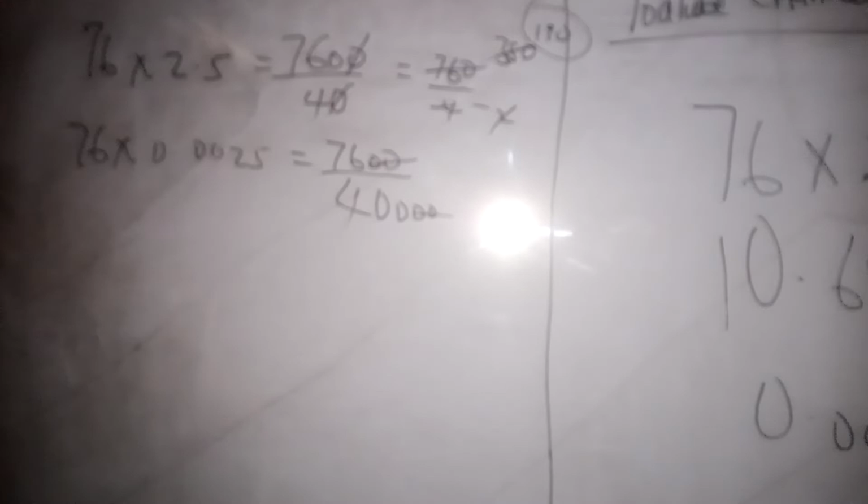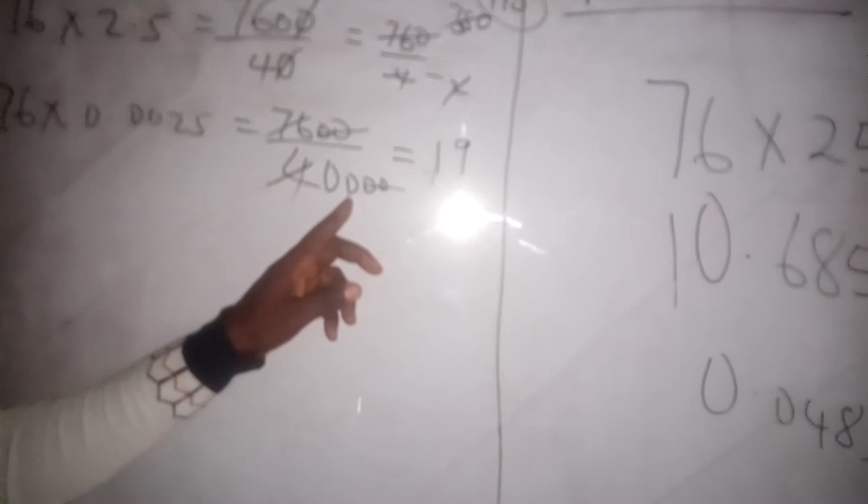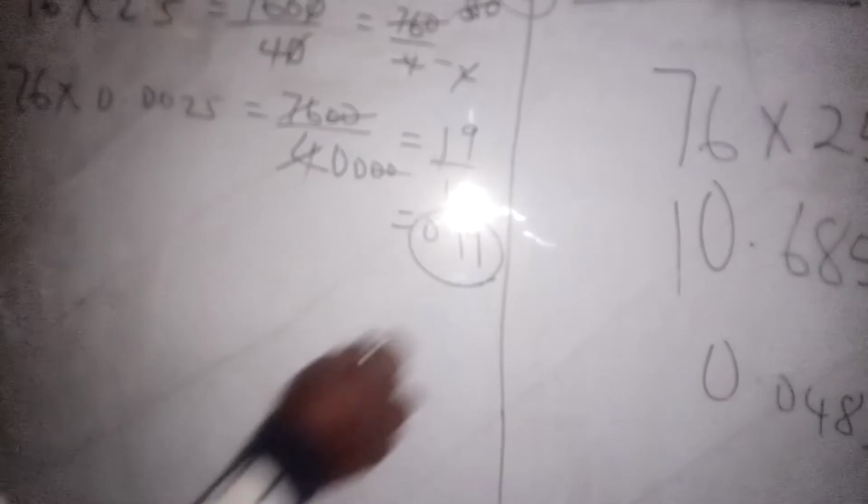Now one may say, how can you use 400 to divide 76 easily? Please don't bother yourself, just quickly use 4 to divide 76 to give you 19. How many zeros are there? 2 zeros. So this is like saying 19 over 100, and that gives 0.19. And that is the answer. Hence, 76 times 0.0025 is 0.19. Why are you looking for a calculator if you know these secrets?